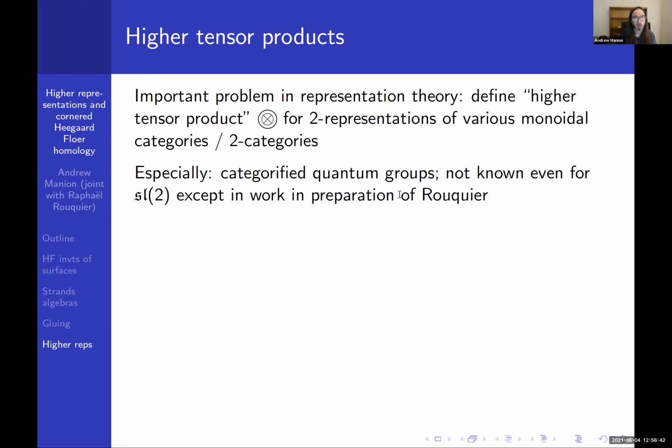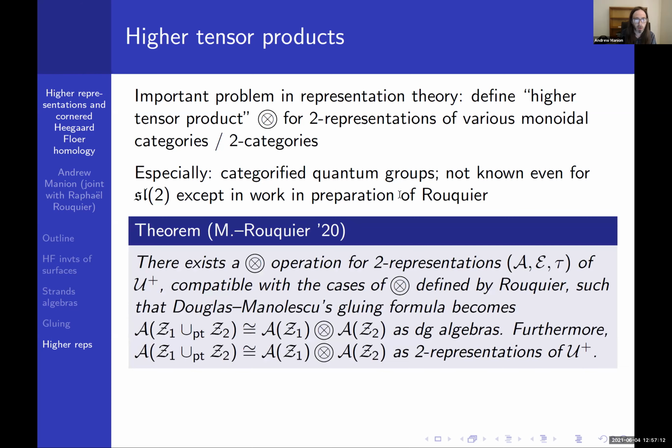So if I have these 2-actions of U plus on some stuff, I can ask, okay, if I had the quantum group downstairs, I could take a tensor product of representations. And so this is something people would really like to do in the categorified setting. Raphael has been working on this for a long time and has a very substantial body of work on this that unfortunately has not hit the literature yet, but hopefully soon. So even in the sl(2) case, that's not known.